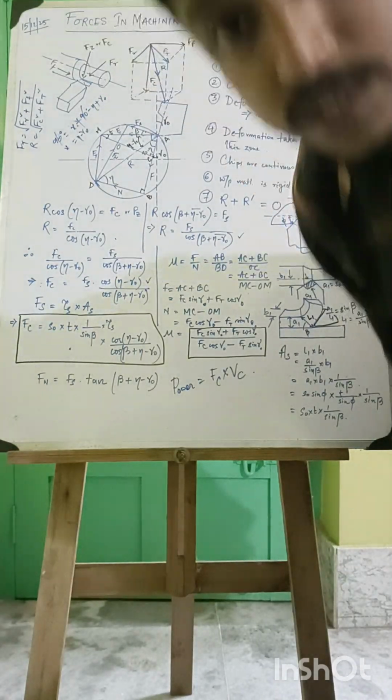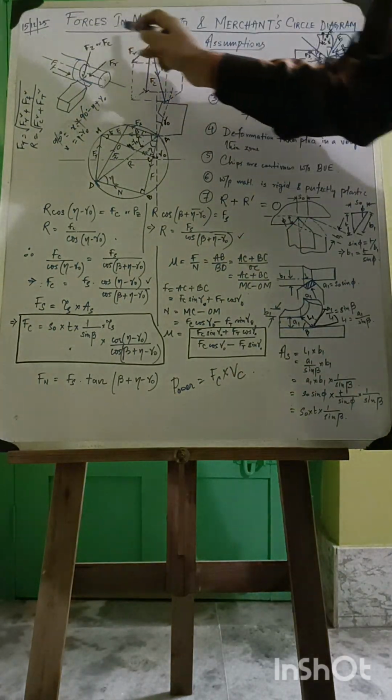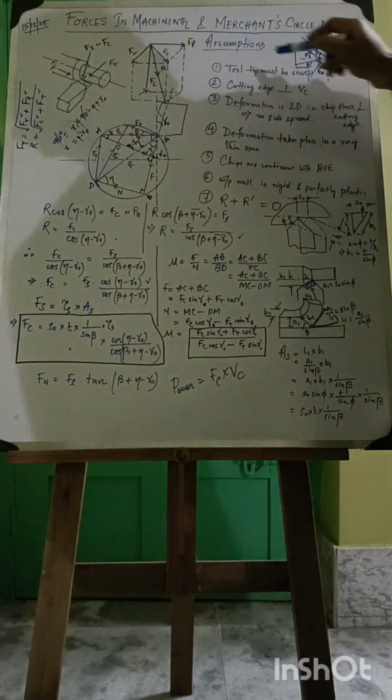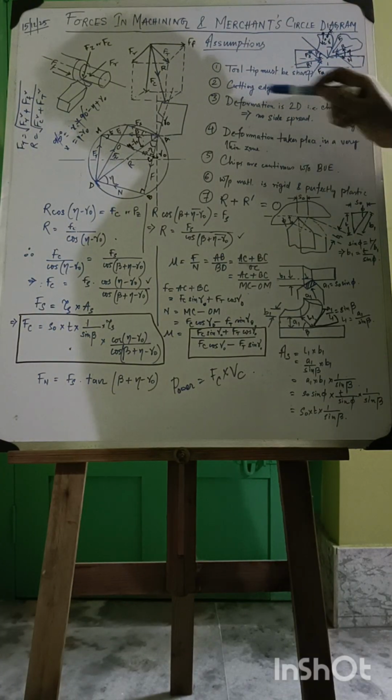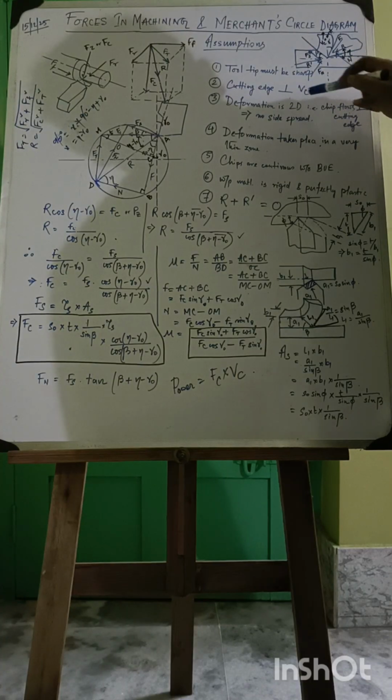I am Oyan Banerjee. Today I will teach forces in machining and the Merchant circle diagram. First, the assumptions for the Merchant circle diagram. One, the tool tip must be sharp, that is, the chip must make contact only with the rake face. Two, the cutting edge must be perpendicular to the cutting velocity vector.